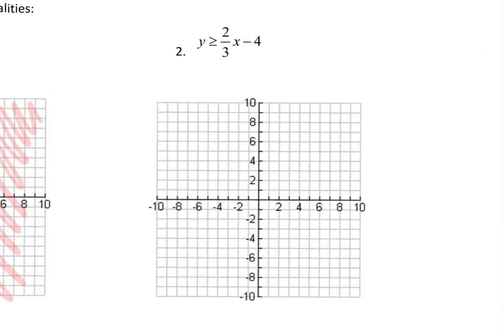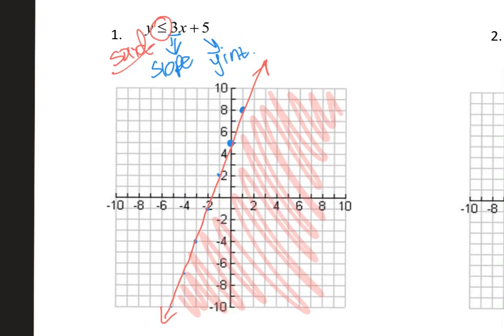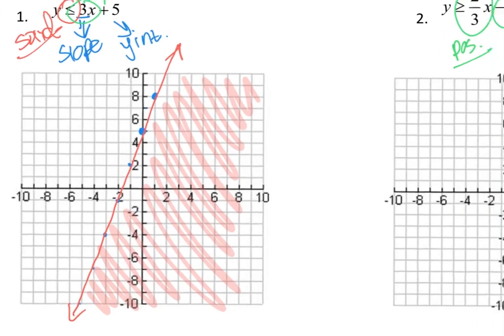Number 2 is the same way. We have our slope and our y-intercept, so let's graph the y-intercept first. My slope is 2 over 3, so I'm going to rise 2, run 3. Now, this is positive, so my graph should be going left to right up, just like number 1. The 3 was positive, so it should be going up from left to right.